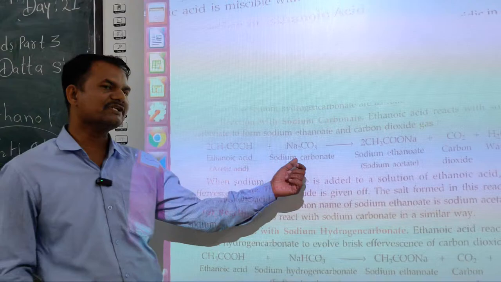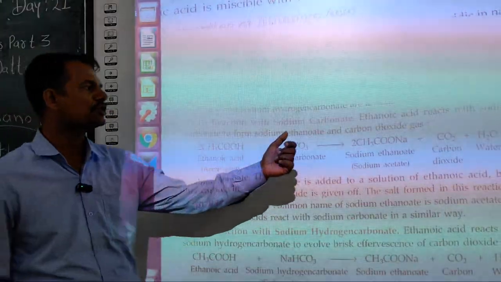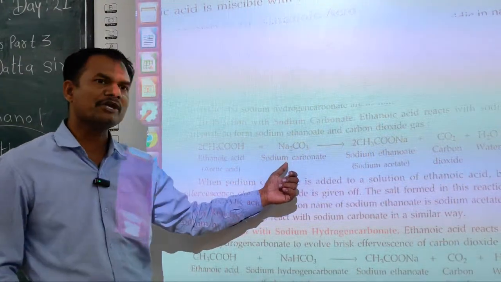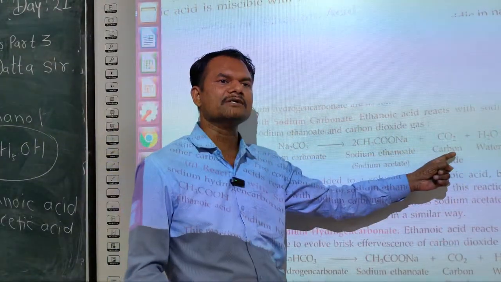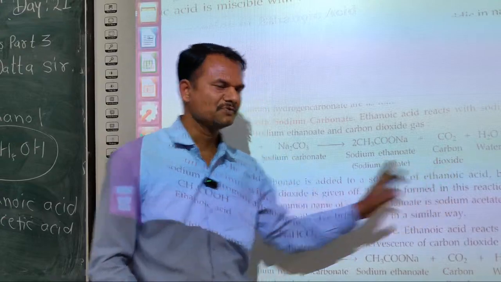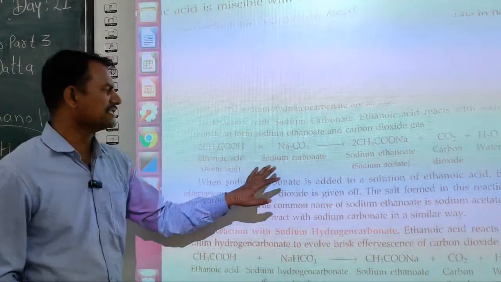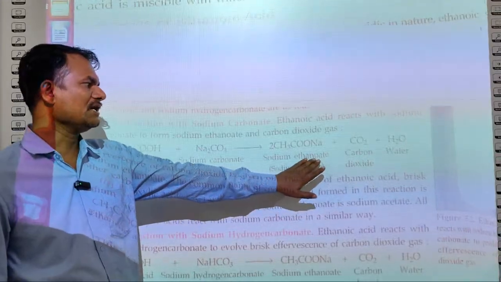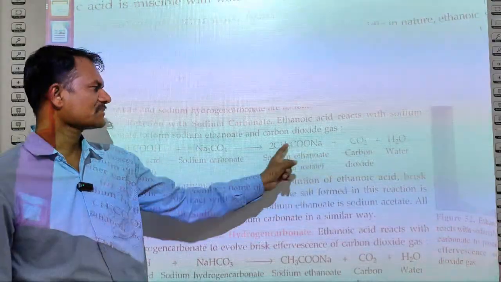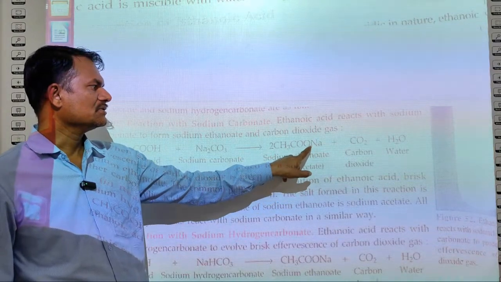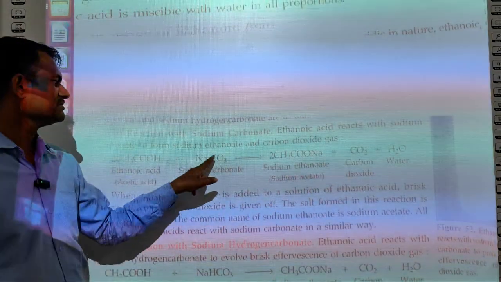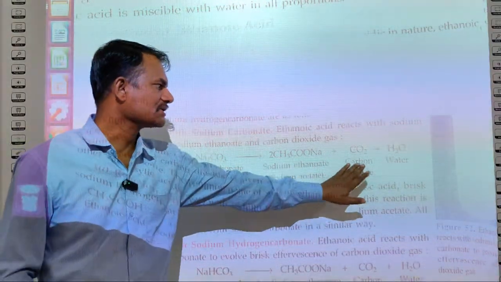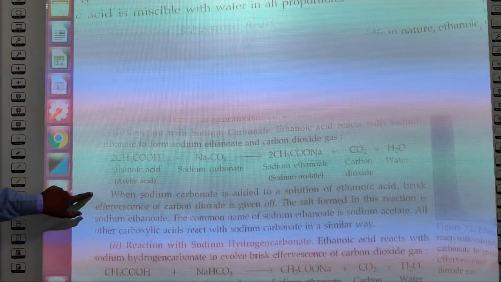As it is an acid, when it reacts with a base it will give salt and water. But it is a carbonate, so it will release carbon dioxide. When ethanoic acid reacts with sodium carbonate, it will give sodium ethanoate. Hydrogen is removed by sodium and we get sodium acetate, carbon dioxide and water.